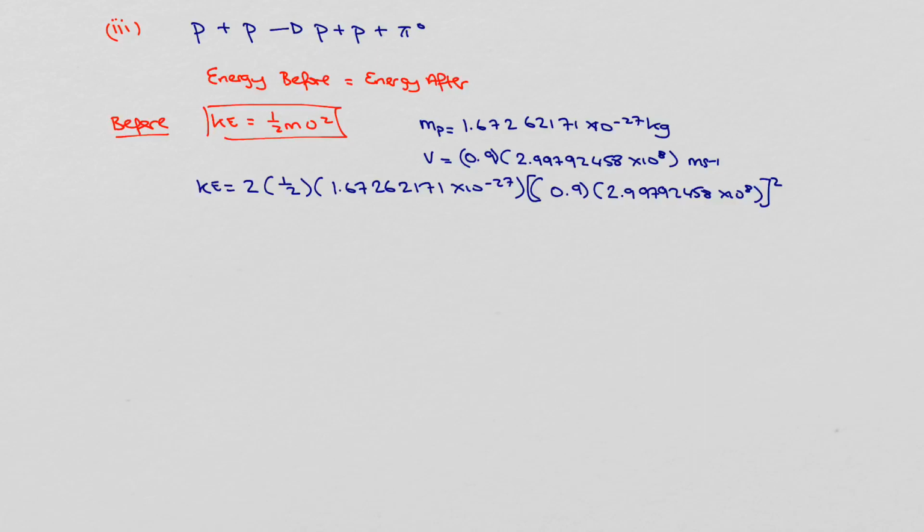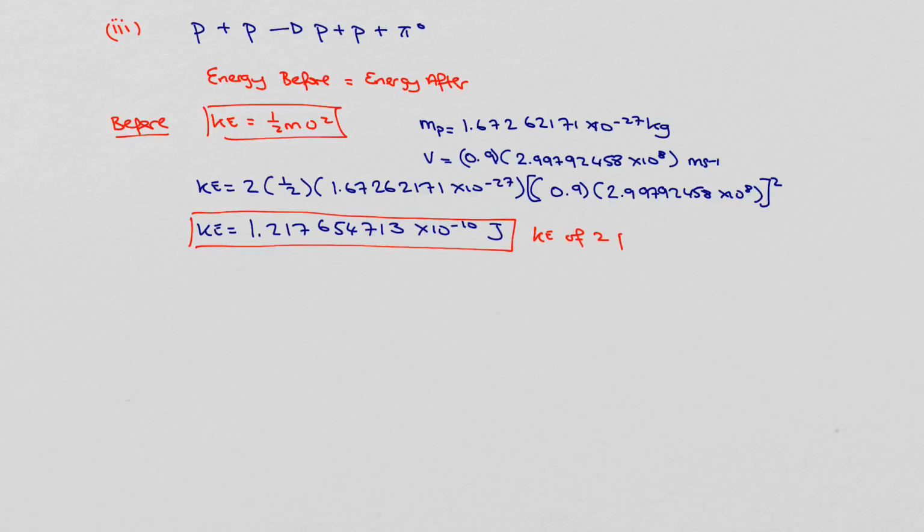So if I put that into my calculators, well, what do we get? So we get 1.217654713 by 10 to the minus 10, and that's joules. Okay, so that is the kinetic energy of the two protons colliding.